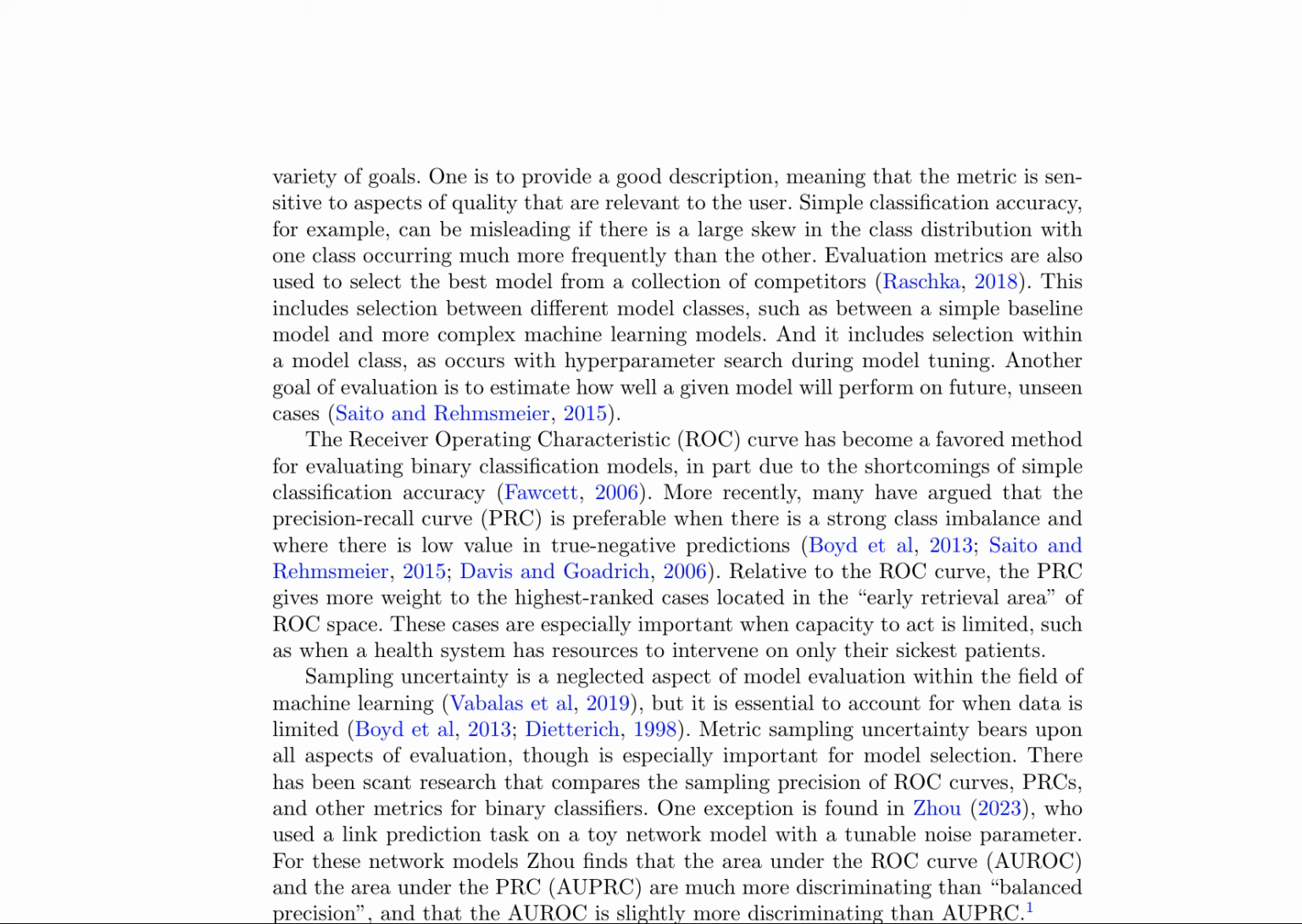Sampling uncertainty is a critical yet often overlooked aspect of model evaluation, particularly when data is limited. There has been limited research comparing the sampling precision of different evaluation metrics for binary classifiers. An exception is the work by Zhou, which found that the area under the ROC curve, AUROC, and the area under the PRC, AUPRC, are more discriminatory than balanced precision, with AUROC being slightly more discriminatory than AUPRC. This paper seeks to develop a general approach for comparing evaluation metrics and drawing specific conclusions about their relative performance.